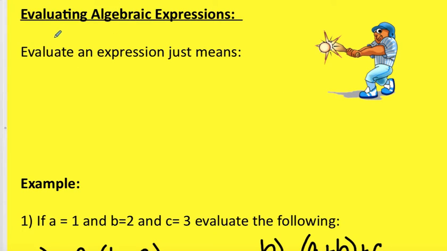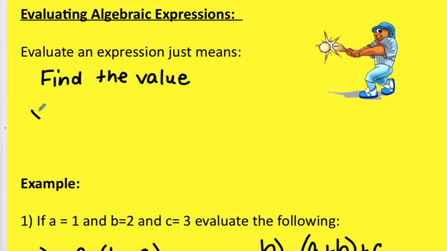So today we're going to be talking about evaluating algebraic expressions. In class we talked about an expression as something that doesn't have an equal sign and that we simplify or we evaluate. An algebraic expression is going to have a variable in it because when we talk about algebra, we deal with lots of variables. So when we evaluate an expression, that just means find the value. So we substitute some numbers in for the variables, and we find the value.